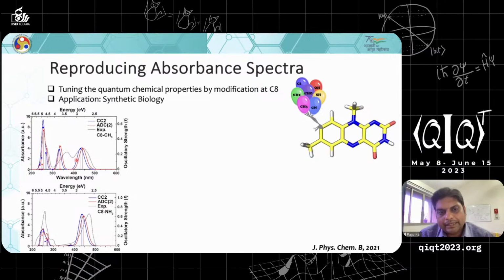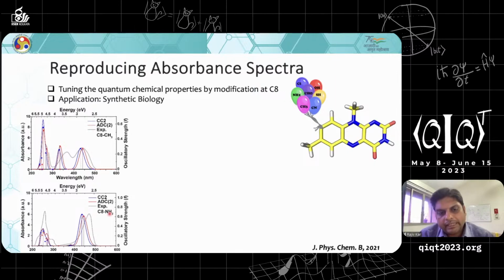So as you can see, there is a lot of discrepancy, although this low energy peak is falling very nicely onto that of the experimental measurement, but then the second peak is quite shifted. Third peak, we are not aware because the experimental measurement was stopped here.